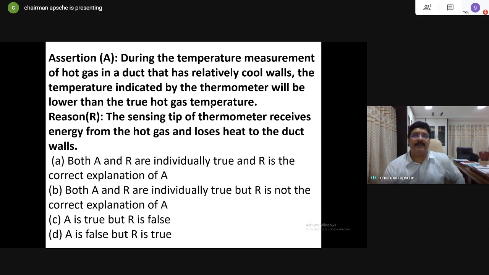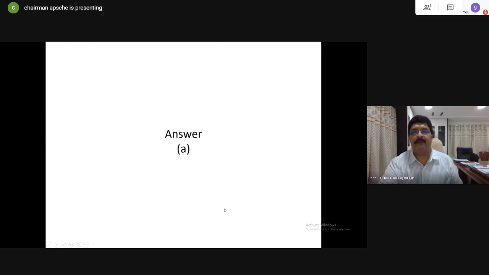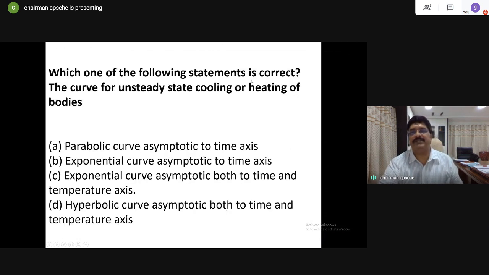So what is the answer for this? Both A and R are individually correct, assertion and reason are individually correct. Normally thermocouples are embedded at the walls. Now some of the temperature is given to the walls. Okay, right. Which of the following statements is correct?